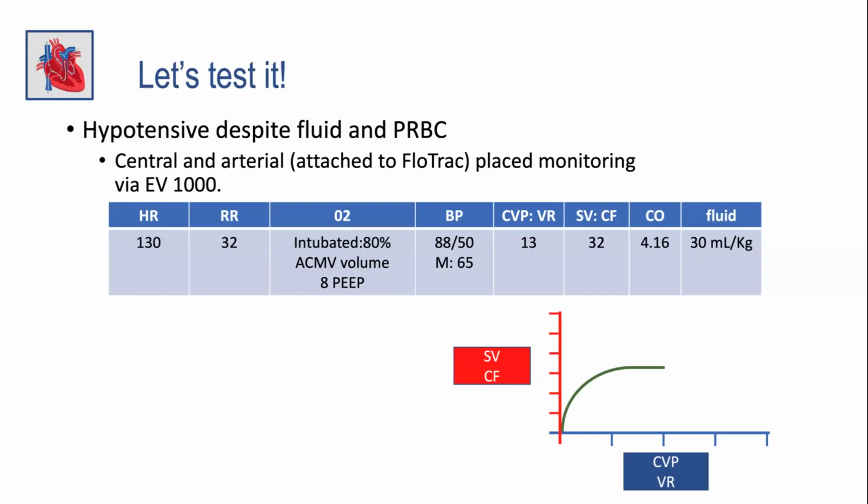You're already assuming that she's got metabolic acidosis. Let's just say she has a base deficit of -12 and she has an anion gap of 29. Okay, she's intubated on 80% FiO2, A/C assist control. Blood pressure is still low, although our MAP is 65, CVP is 13, stroke volume 32, cardiac output 4.16. We're going to give her 30 mL per kg of fluid.